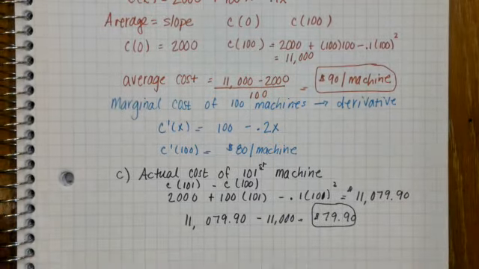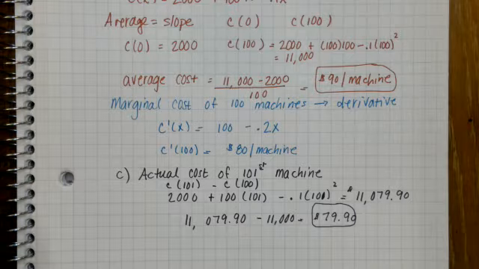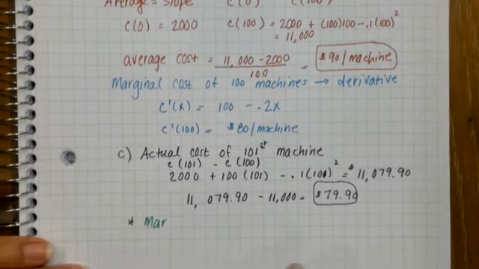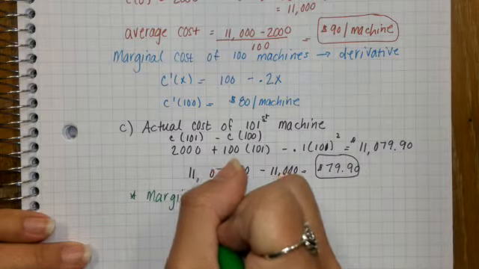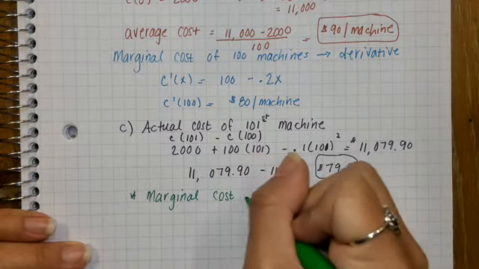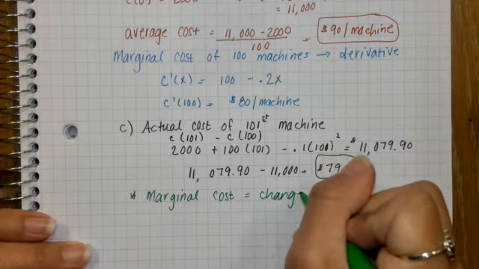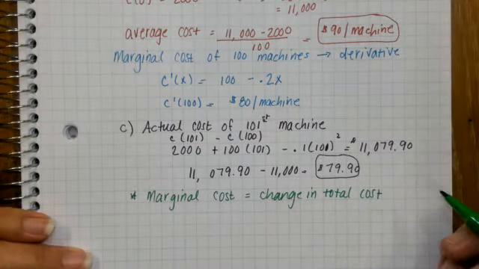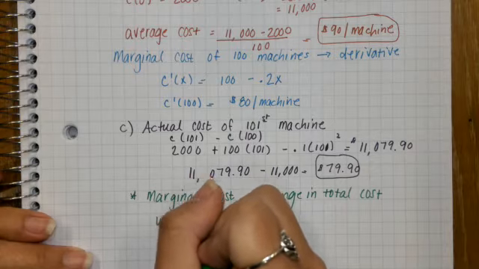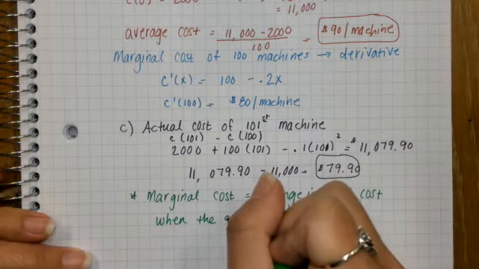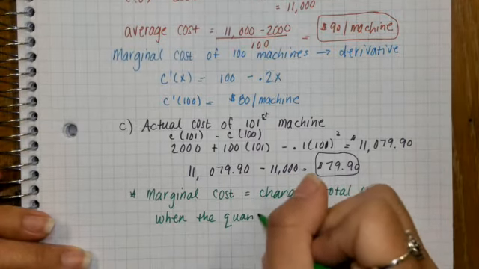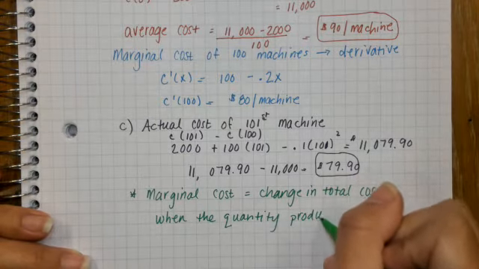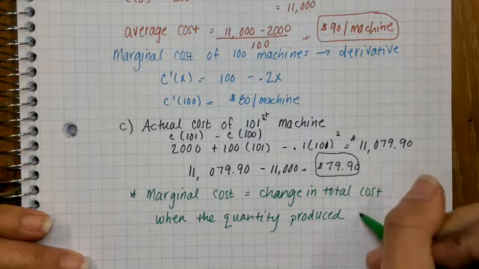All right, so essentially, marginal cost is equal to the change in the total cost when the quantity produced changes by 1 unit.